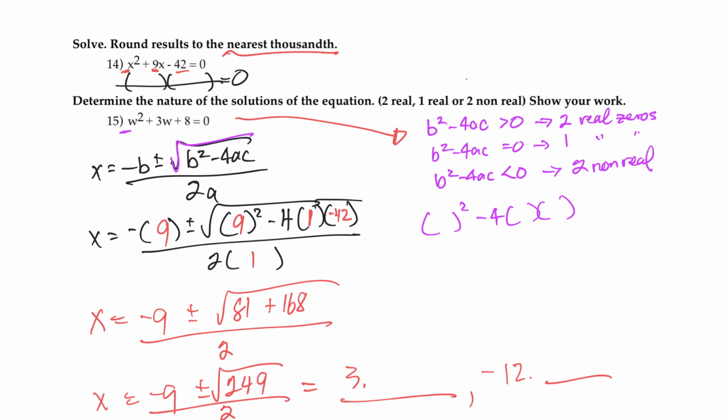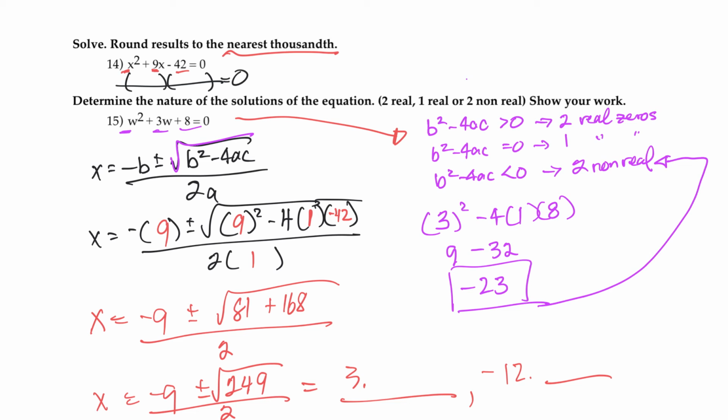Okay, so a is 1, that goes here. B is 3, that goes here. And c is an 8, that goes there. So 3 squared is 9, 4 times 8 is 32. So if I subtract those, I get negative 23. Negative number, that means it's got to be that one right there. So I'd say there's 2 non-real zeros.